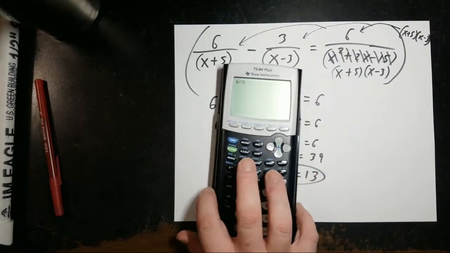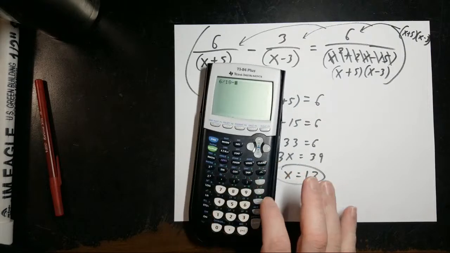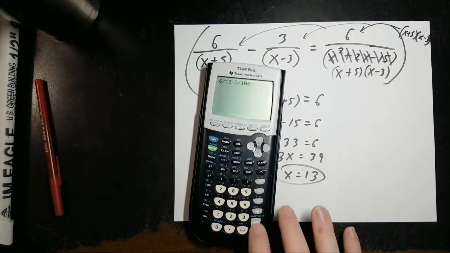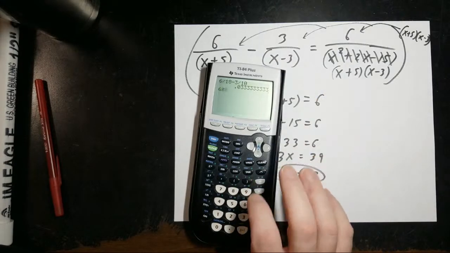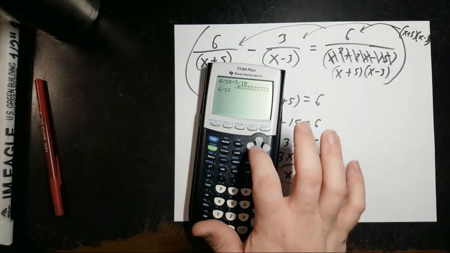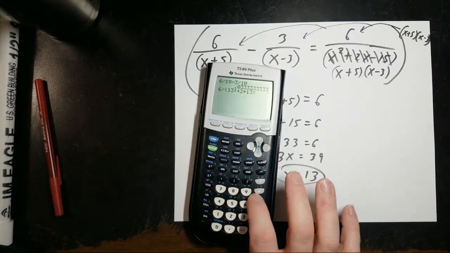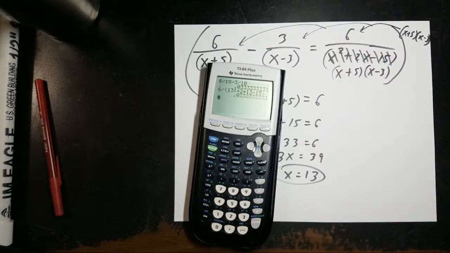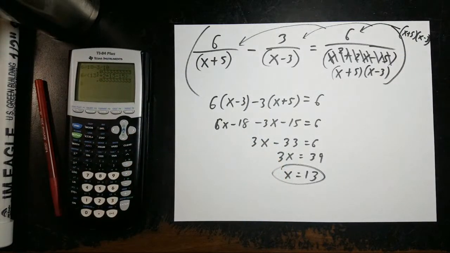So let's just test it with the 13. 6 divided by 18, because I plugged the 13 in, minus 3 divided by 10 gets me that decimal. Let's plug the 13 into the other problem. Parentheses 13 squared plus 2 times 13 minus 15. Gets me the exact same decimal. That just proves that the answer that I found is indeed what it says it is.